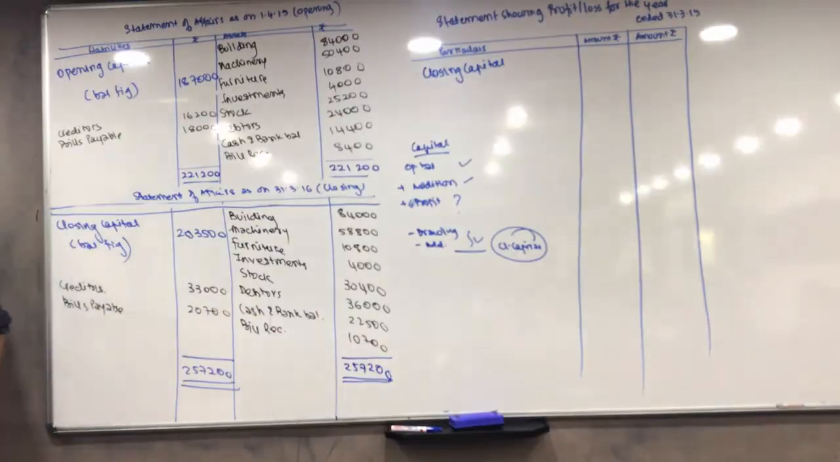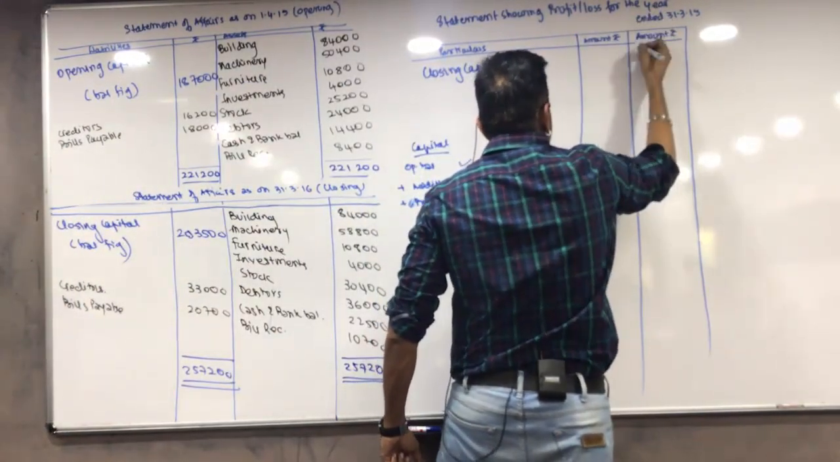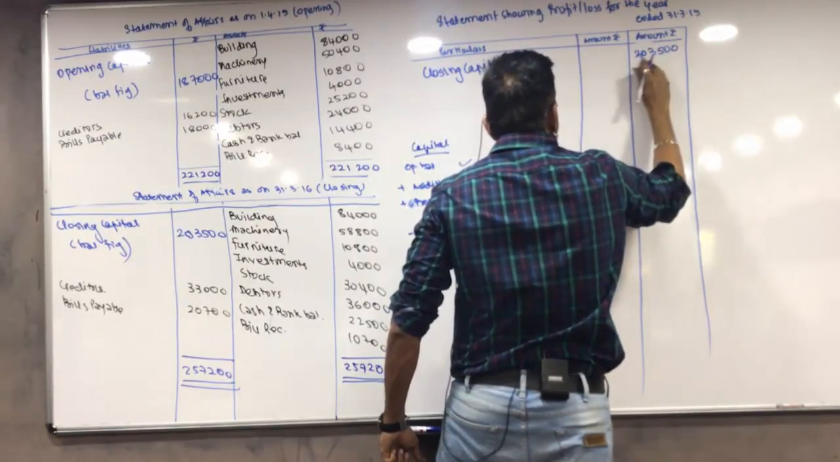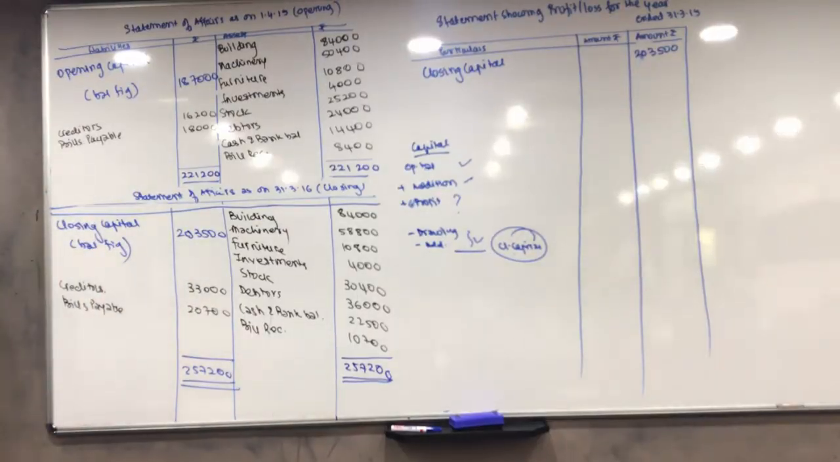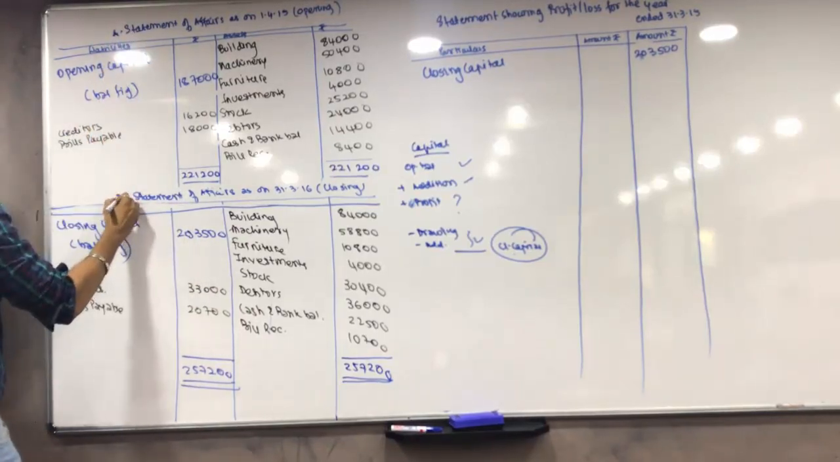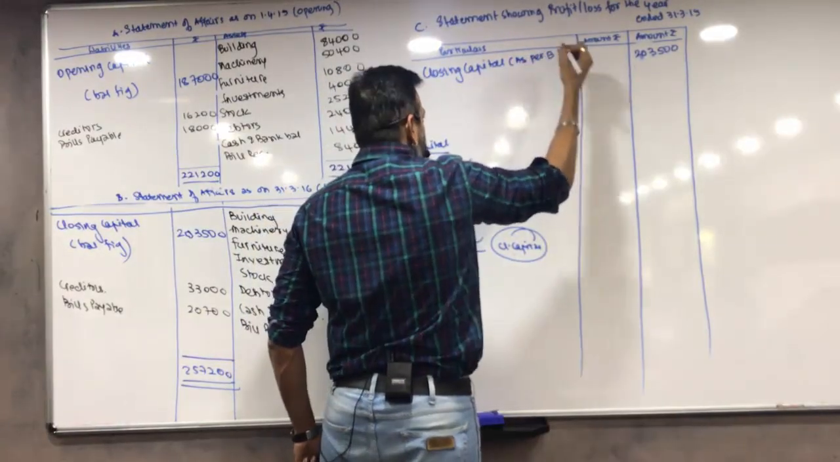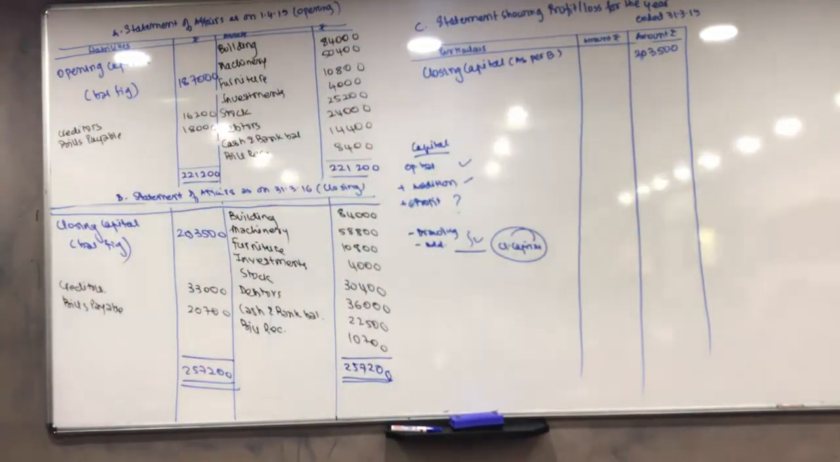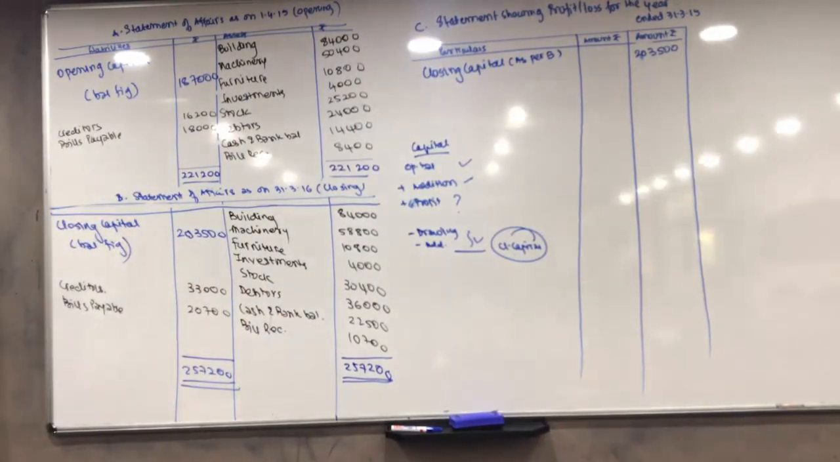I'll keep this as it is right now. Closing capital comes to 2 lakh 3,500. Closing capital comes to 2 lakh 3,500. You give this A, you give this B, and you give this C. So here we'll write as per B. Now, over here, go to the sum, see the adjustments.